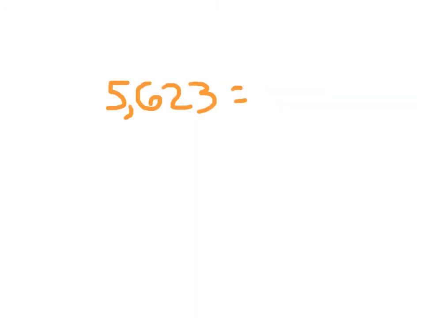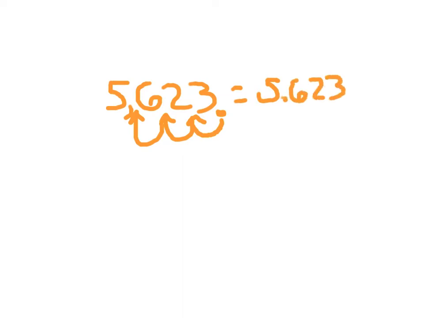5,623, here's the decimal point here, and we would need to move it 1 place, 2 places, and 3 places for 5.623. And that's why, when we said that's times 10 to the 1, 2, 3, 10 to the third power. So this here is our scientific notation for 5,623.